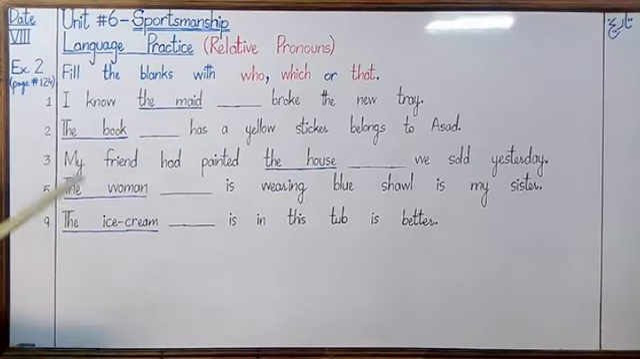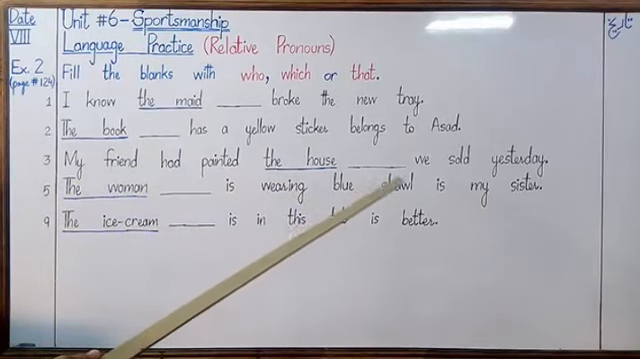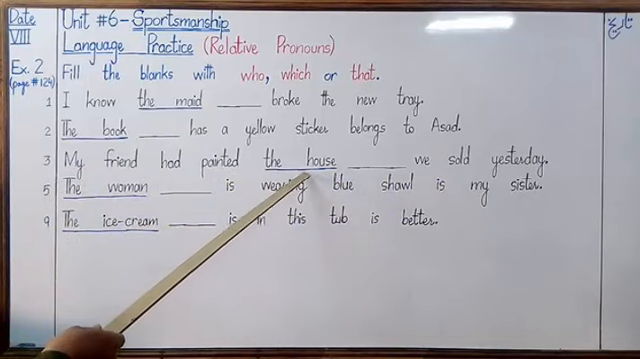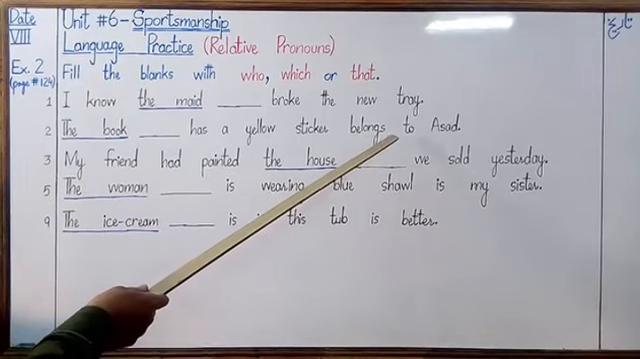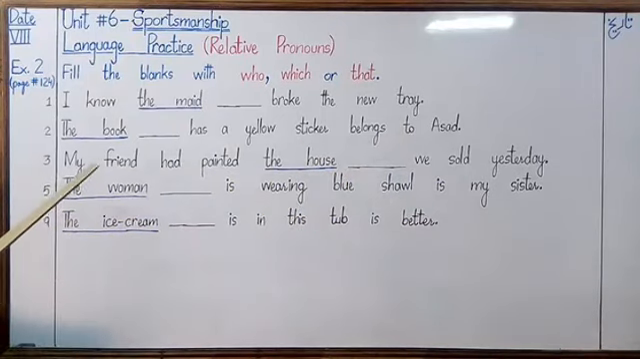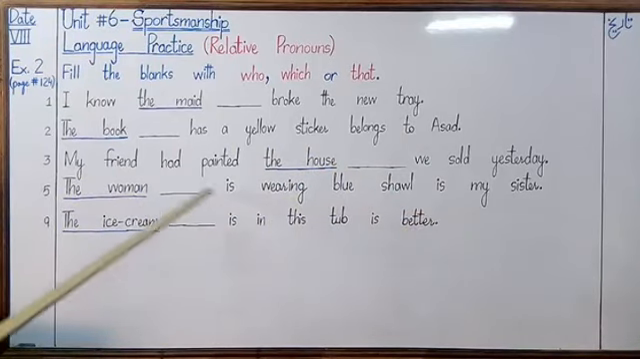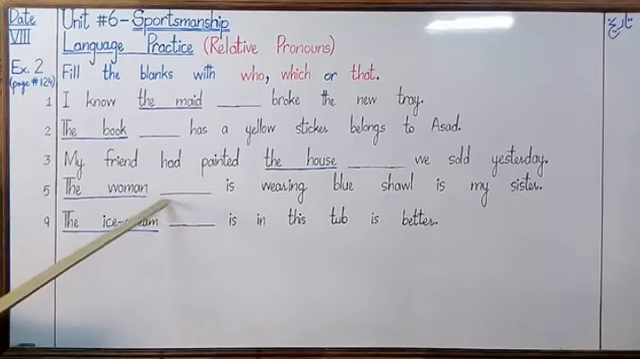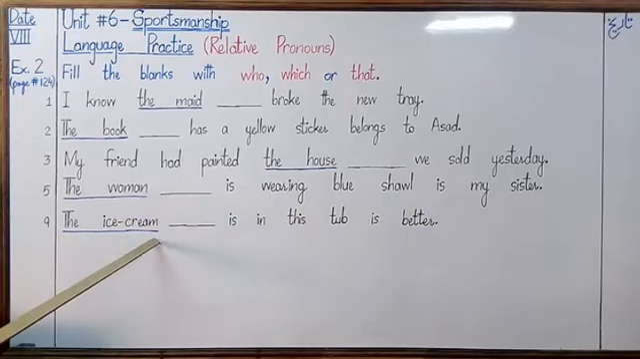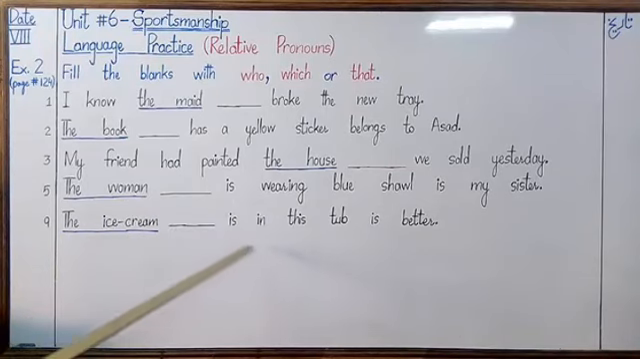Excellent. My friend had painted the house that we sold yesterday. The house, which one? Yes, very correct. That. The woman dash is wearing blue shawl is my sister. Which pronoun, relative pronoun, for the woman? Yes, who is wearing? Very correct. The ice cream dash is in this tub is better. The ice cream. Very good. Which? I'm going to write down all these pronouns in their blanks.